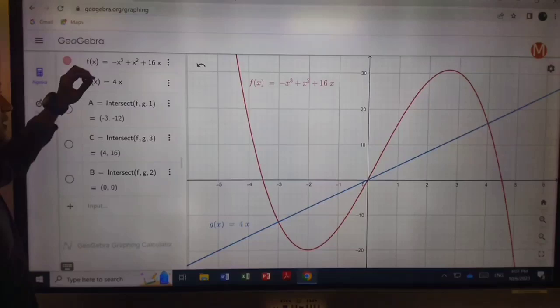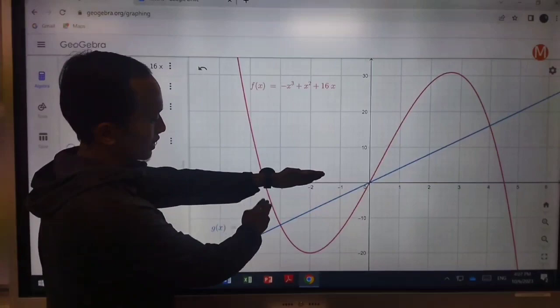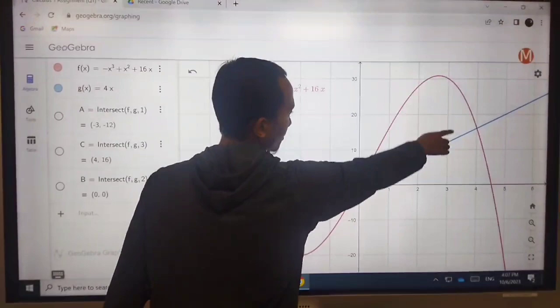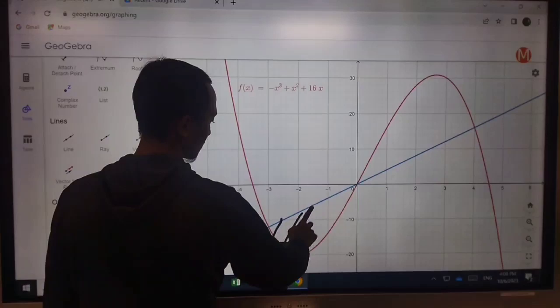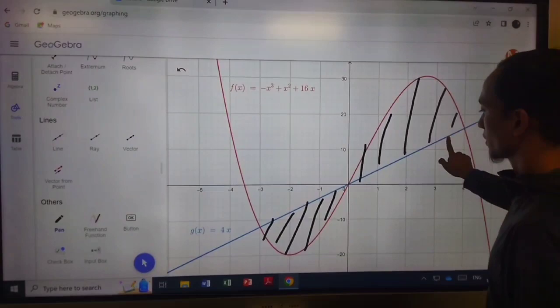The question asks us to shade the region enclosed by the two functions, then label it. The region that is enclosed by the two functions is the one in between the two functions. You see, this is the first one and this is the second one. So the region in between is this part and this part right here. So we shade this region and this region, and then we label it.